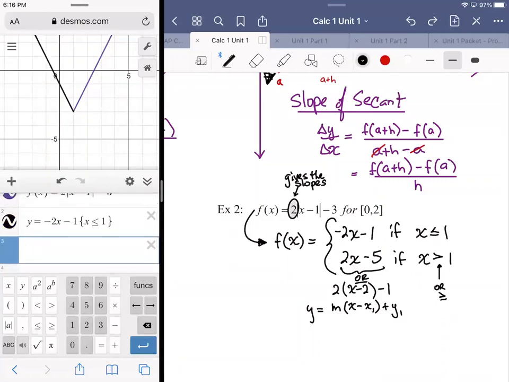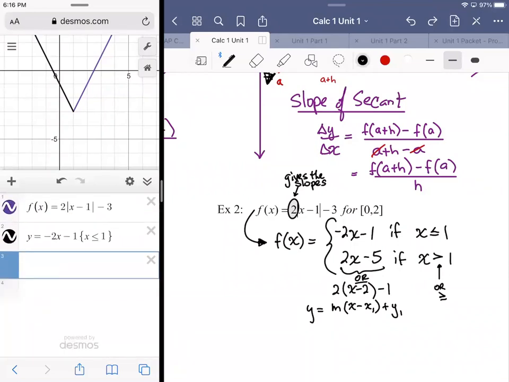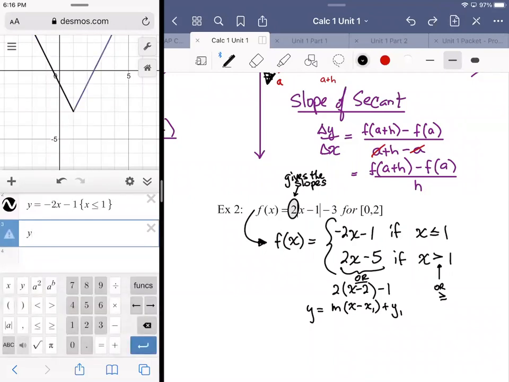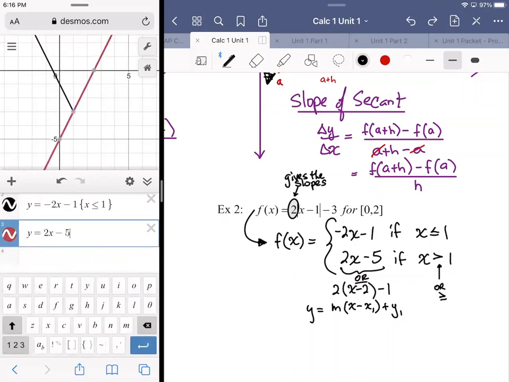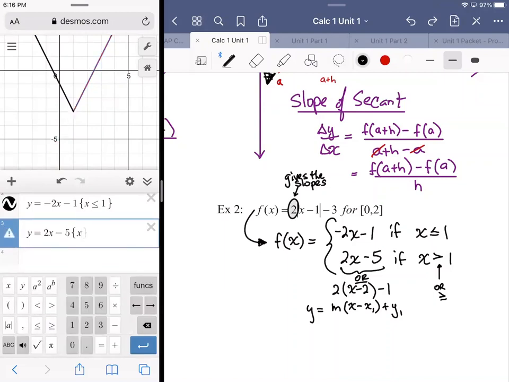Right? It maps directly on top of the relevant piece. So I could even turn this off and you see I have what I need for at least the left side. The other piece would be y equals 2x minus 5. Again, stipulating the domain where x is greater than 0, I'm sorry, greater than 1.